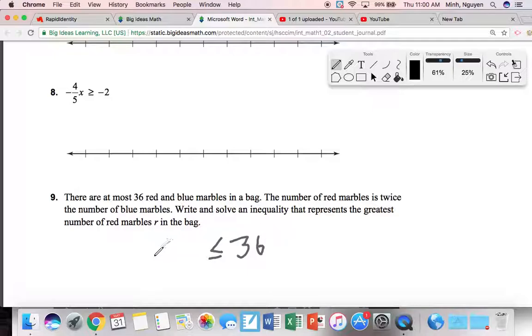The number of red marbles is twice the number of blue marbles. So whatever the number of red marbles is, that's 2 times the number of blue marbles. The greatest number of red marbles in the bag. So R, and if this is twice the number of blue marbles, then this is the number of reds. So reds is R. If the reds is double the blues, another way of saying that is that the blues are half the number of the reds. So I'll say 0.5 R.